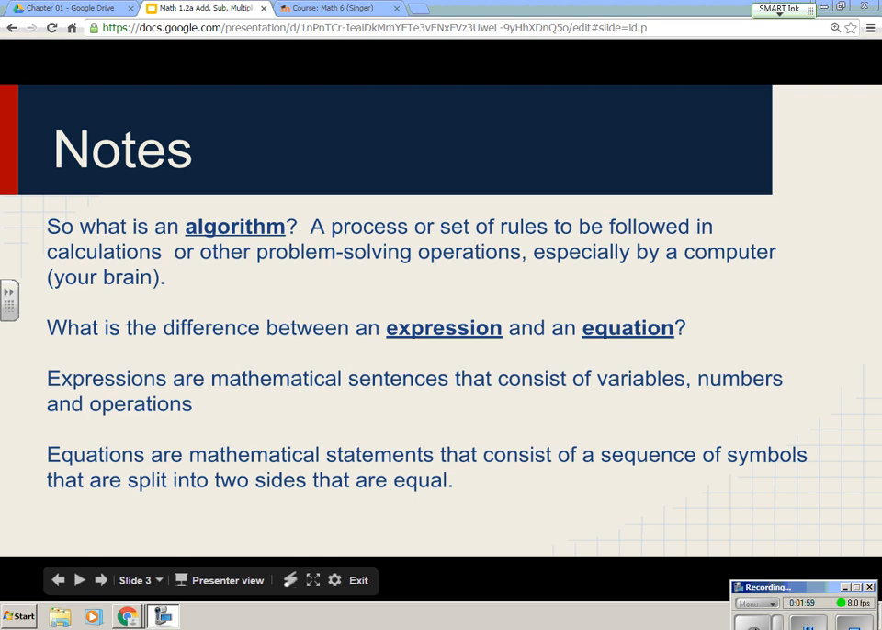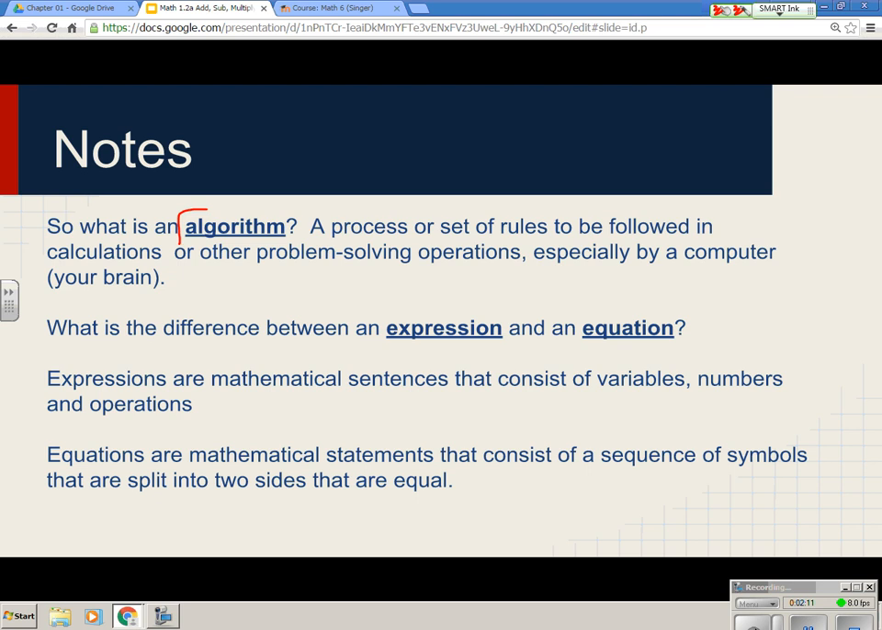All right, so an algorithm, that's what we're going to work with today. That was that word in the goal that probably a lot of you were like, huh? But now you know. So what is an algorithm? Well, we'll start our notes off. Let's use red. An algorithm is a process or set of rules to be followed in calculations or other problem-solving operations, especially by a computer or your brain.